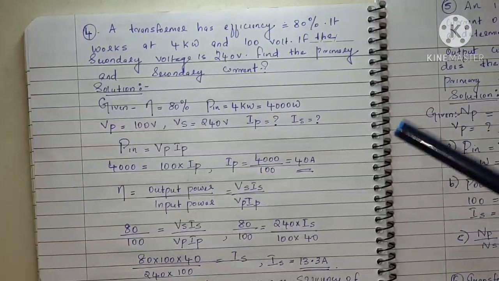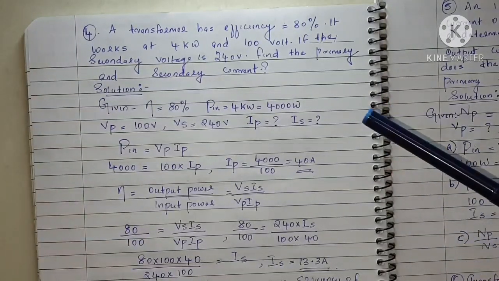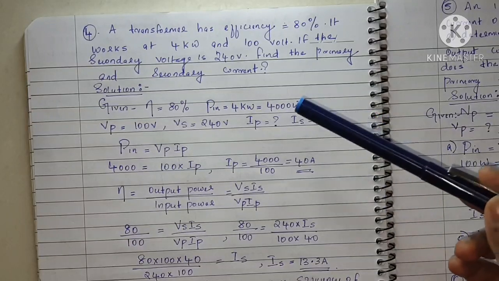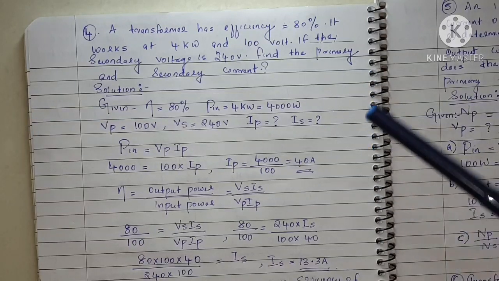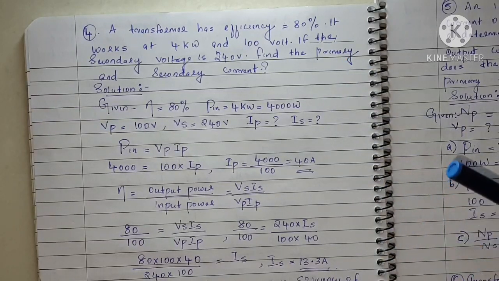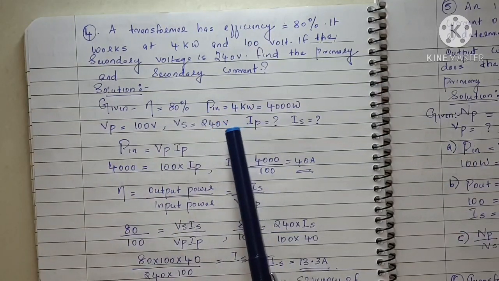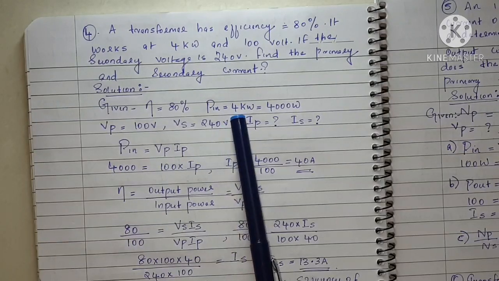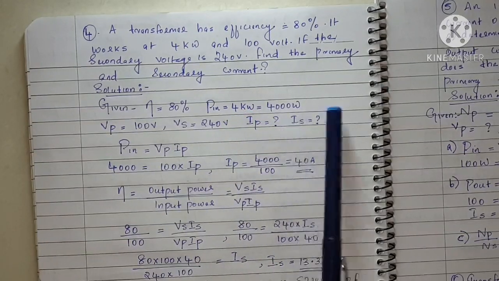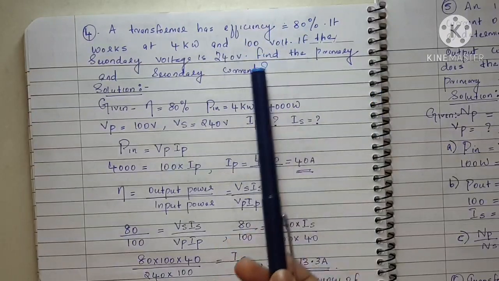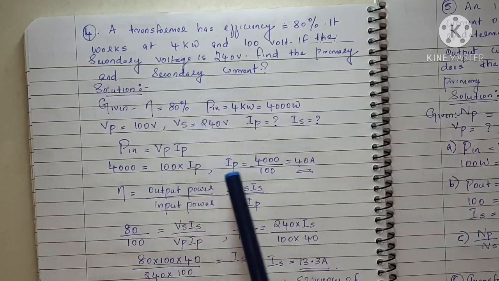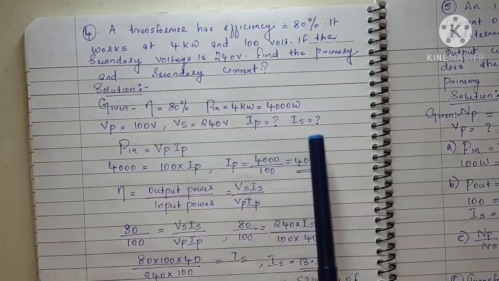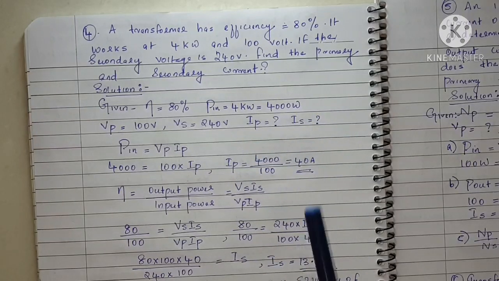Next problem is a transformer has efficiency 80%. It works at 4 kilowatt and 100 volt. If the secondary voltage is 240 volt, find the primary as well as secondary current. It is given efficiency is 80% and P input at the primary side is 4 kilowatt, which is equal to 4000 watt, and primary side voltage is 100 volt. Also secondary side voltage is 240 volt. We need to find out the primary as well as secondary current Is and Ip.